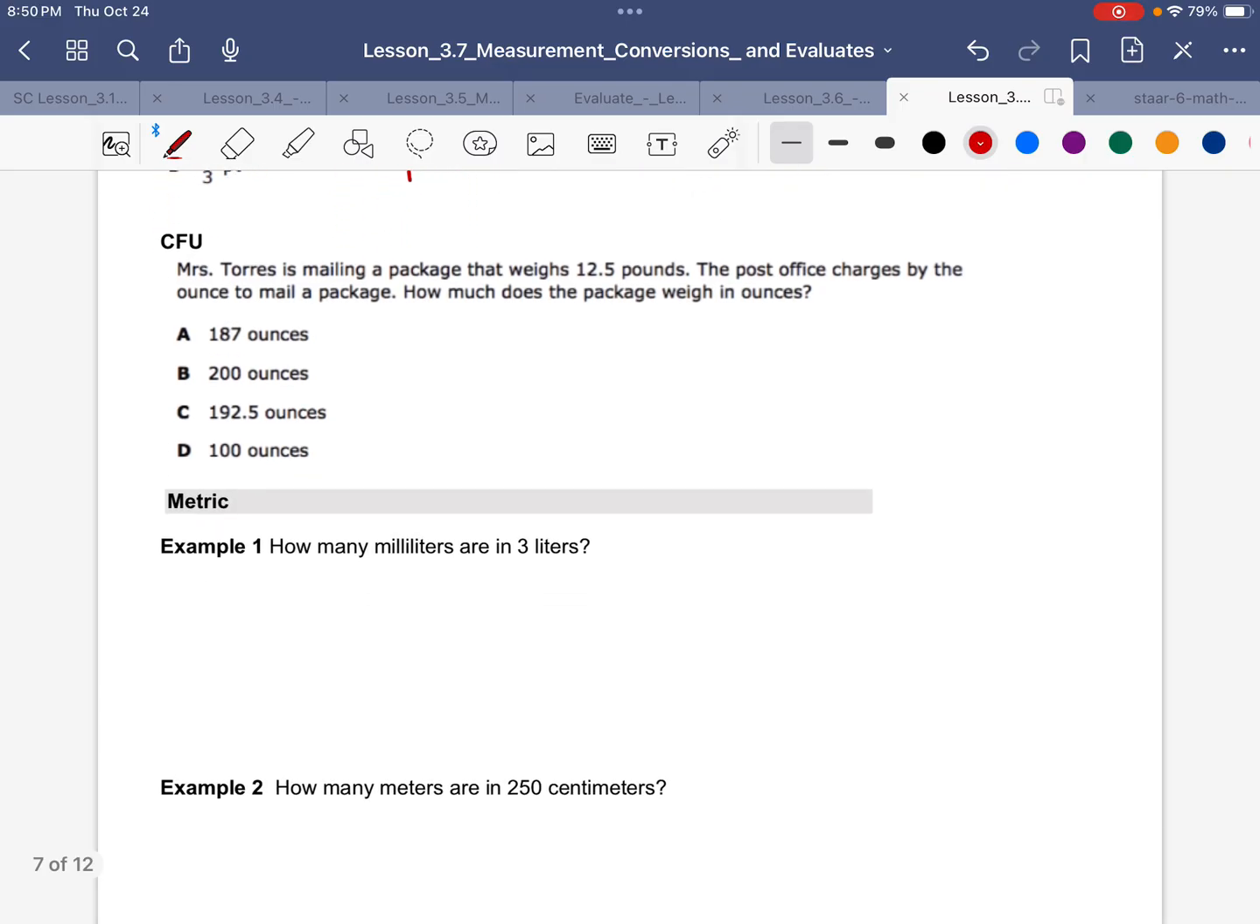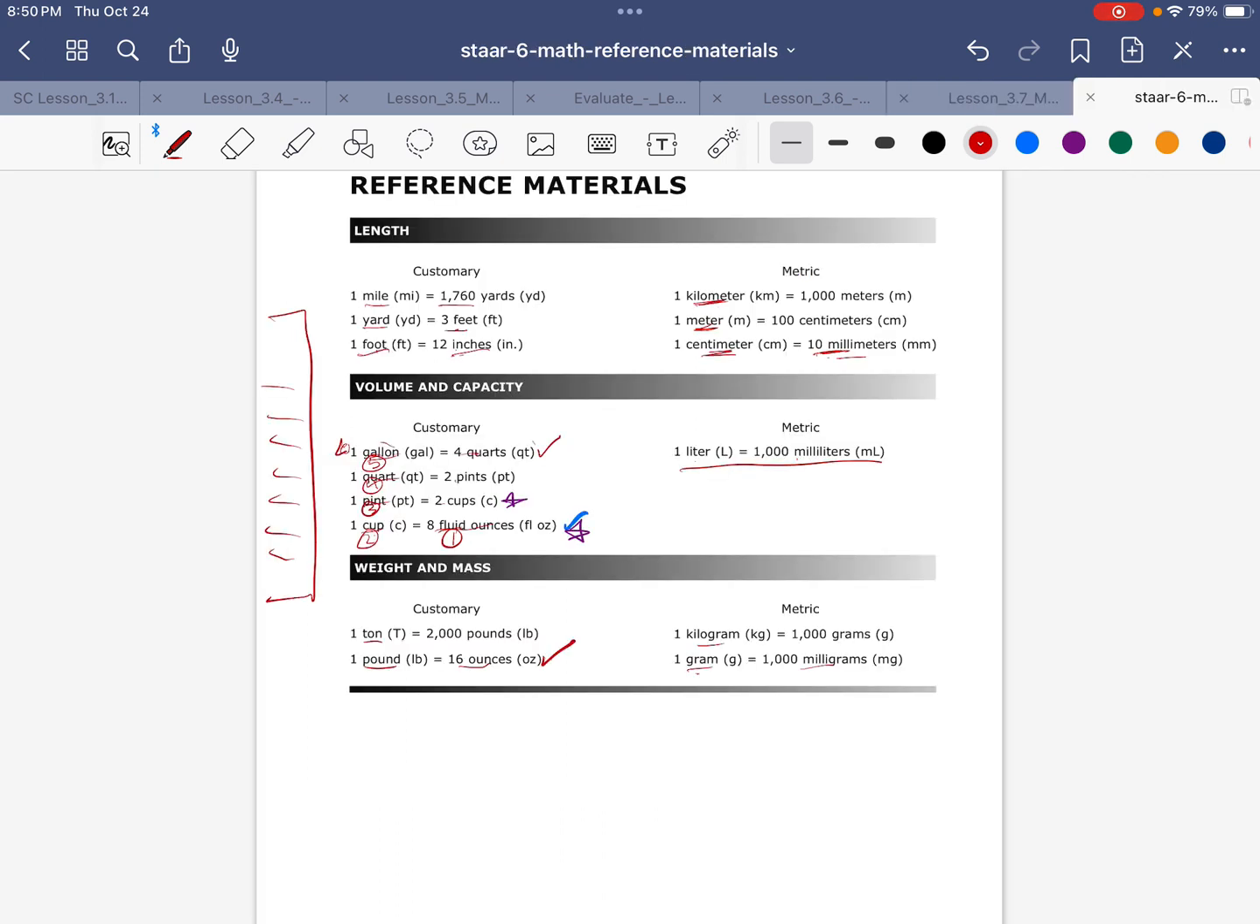Mrs. Torres is mailing a package that weighs 12.5 pounds. The post office charges by the ounce to mail the package. How much does the package weigh in ounces? So we need to go from pounds to ounces. Let's find it. We're talking weight.